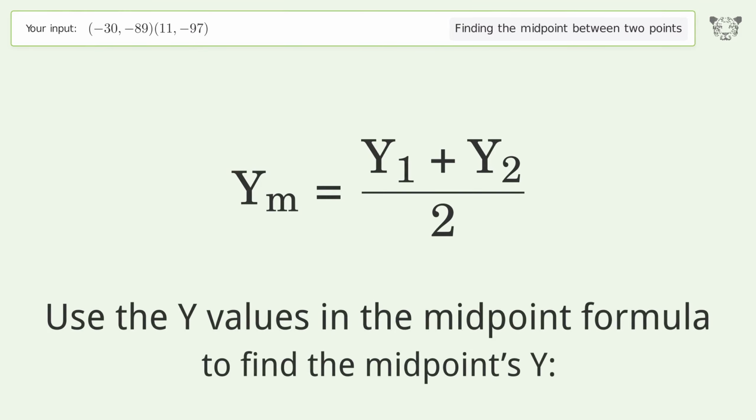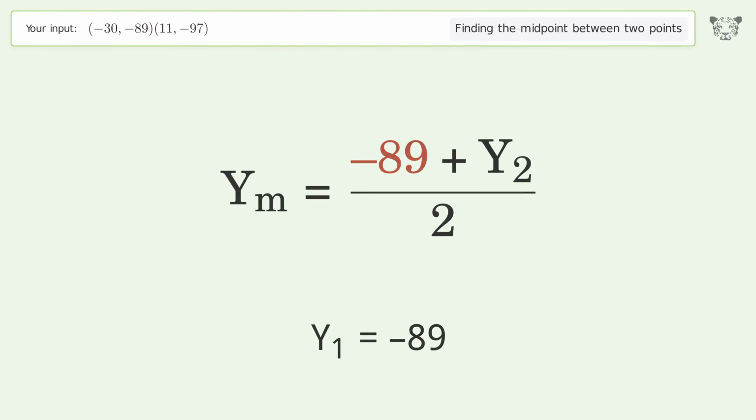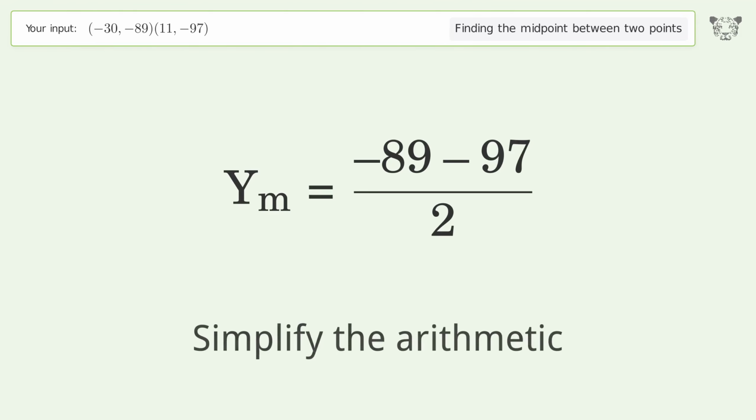Use the y values in the midpoint formula to find the midpoint's y. y1 equals -89. y2 equals -97. Simplify the arithmetic.